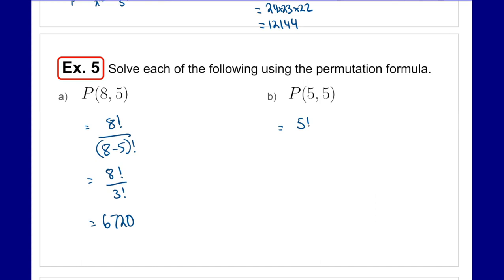5P5, so 5 factorial over 5 minus 5 in brackets, then factorial. So we get 5 factorial over 0 factorial. We know 0 factorial is equal to 1, so this is the same thing as saying 5 factorial, or 120 arrangements of 5 objects.